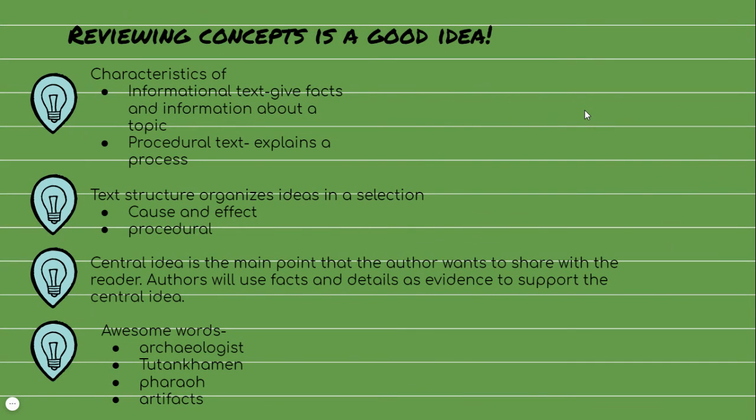Let's review the concepts that we covered. Characteristics of informational text give facts and information about a topic. Procedural text explains a process. Text structure organizes ideas in a selection, such as cause and effect and procedural. The central idea is the main point that the author wants to share with the reader. Authors will use facts and details as evidence to support the central idea. Awesome words we looked at: archaeologist, Tutankhamun, pharaoh, artifacts.